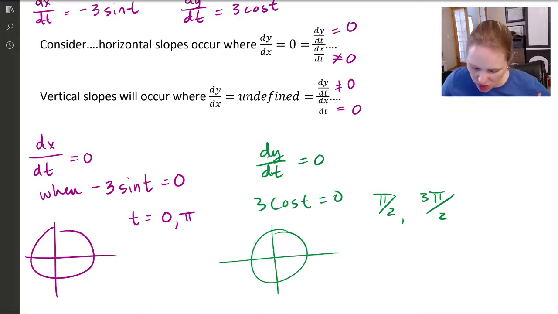So there's always going to be, not always, but there's potentially going to be more than one spot with these parametric equations, because again, parametric equations allow us to kind of go in loops and circles. It's kind of fun. So this is what we're looking for. This is how we find horizontal and vertical slopes.